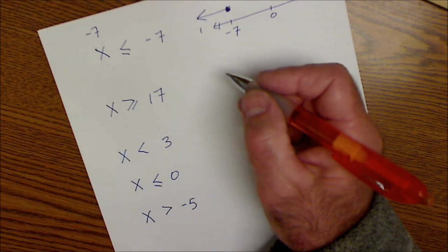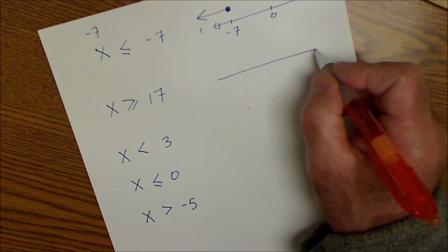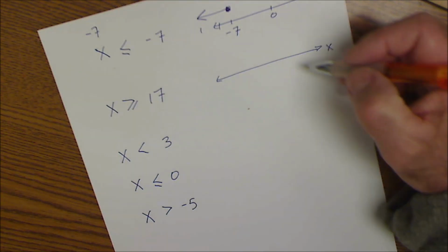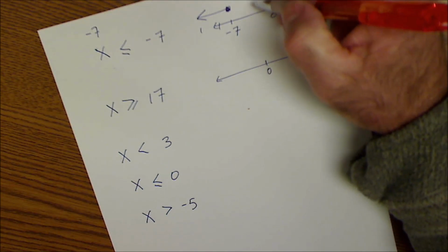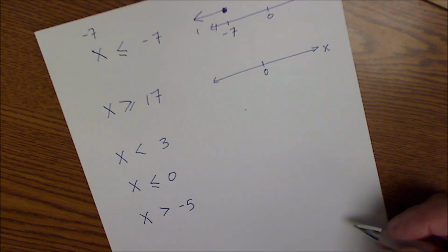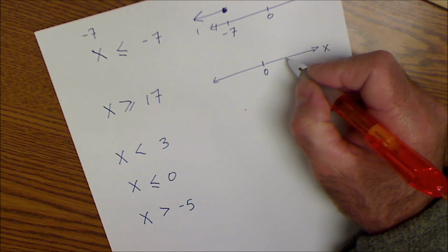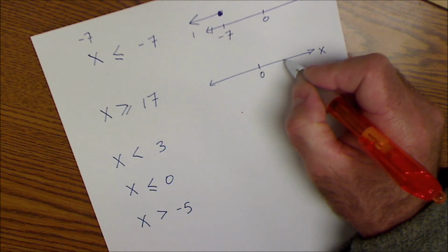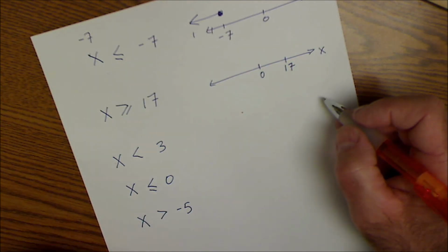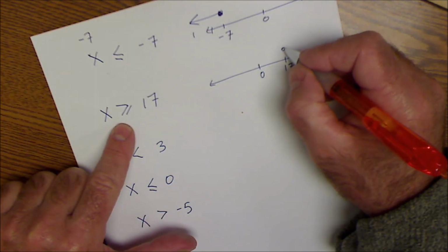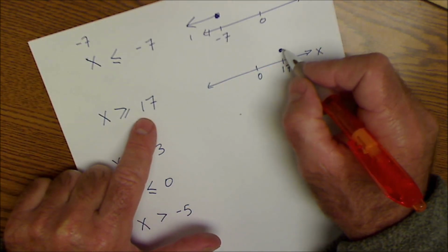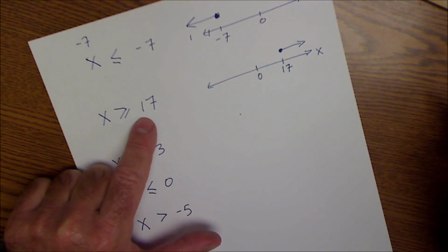Okay, hopefully you paused the video and tried those. So here's my number line. This number line is actually the number line x. It's one-dimensional. Here's 0. If I put a vertical line in there, it would be y, and then we're in two-dimensional space. X is greater than 17. Now my points are going to be a lot closer together. I'll just put 17 here. Open circle or closed? It is equal to 17, so closed circle. It is greater than or equal to 17. So arrow to the right.